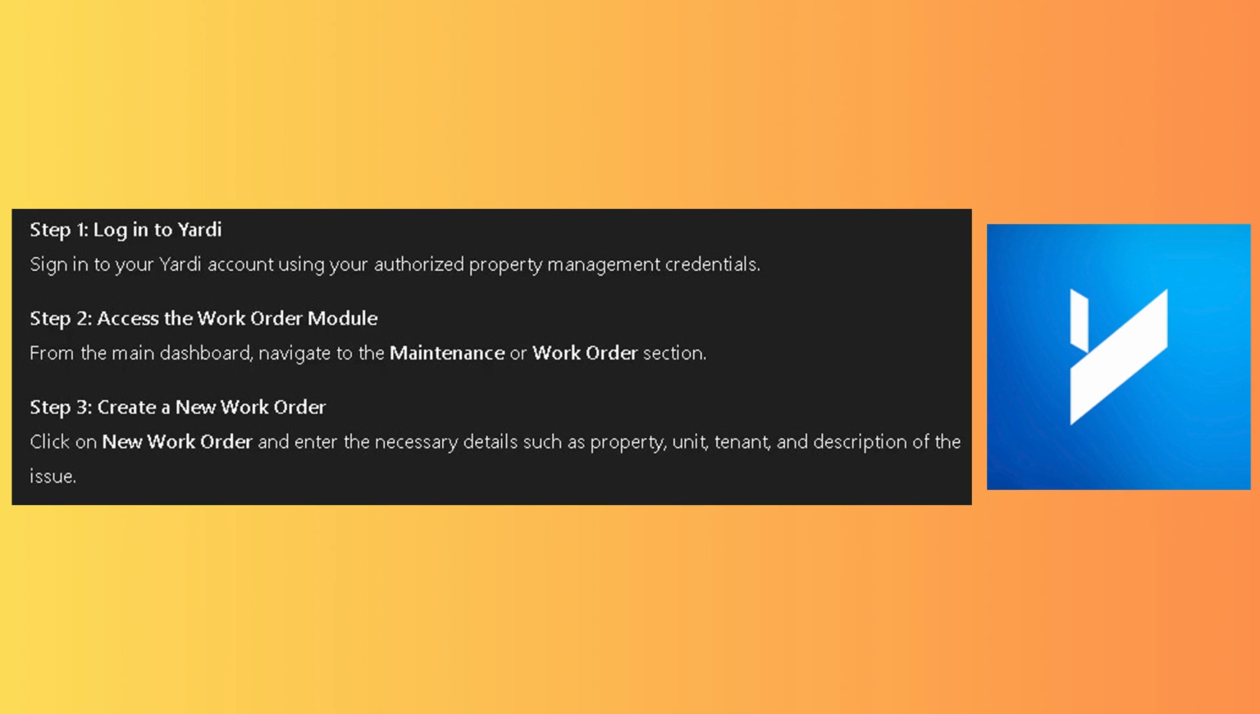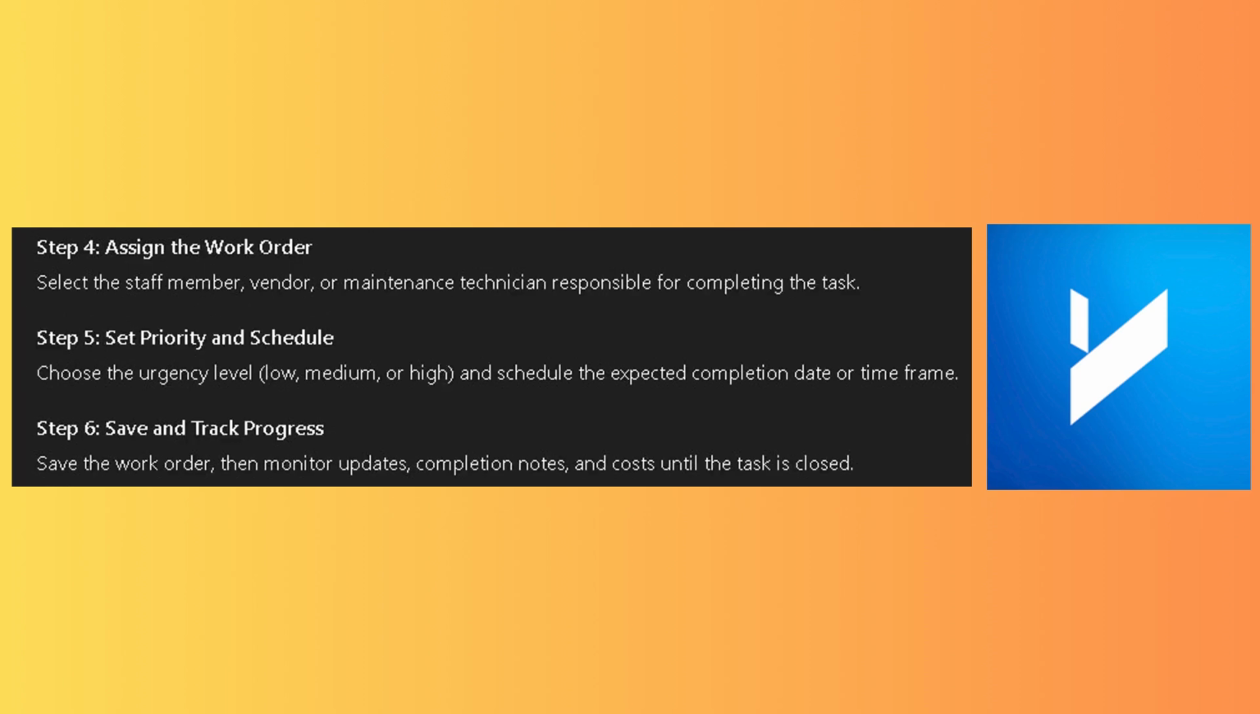Create a new work order. Click on the new work order and enter the necessary details such as the property, unit, tenant and description of the issue. Assign the work order. Select the member of staff or vendor or maintenance technician responsible for completing the task.